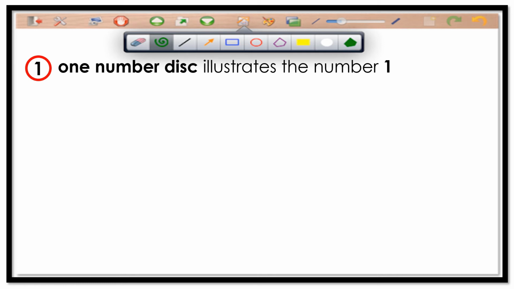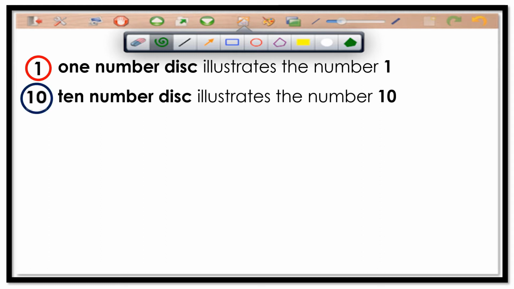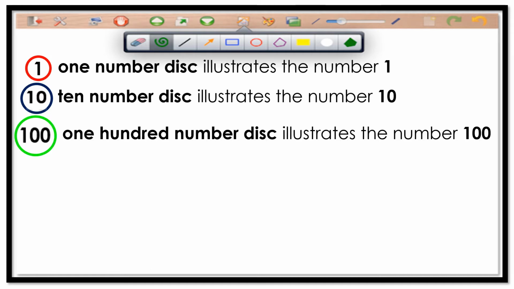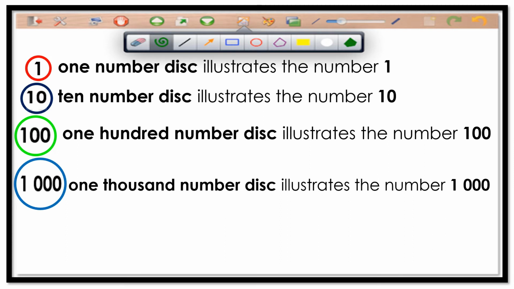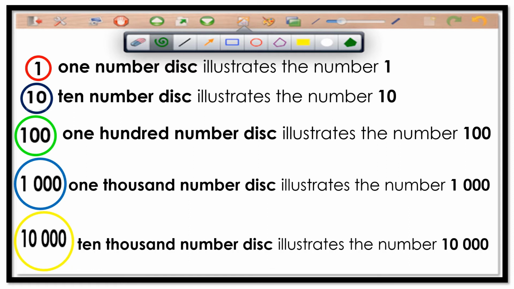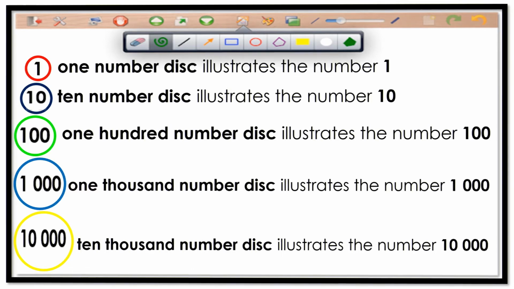So, to illustrate, one number disc illustrates the number 1. 10 number disc illustrates the number 10. Then 100 number disc illustrates the number 100. 1,000 number disc illustrates the number 1,000. And 10,000 number disc illustrates the number 10,000.